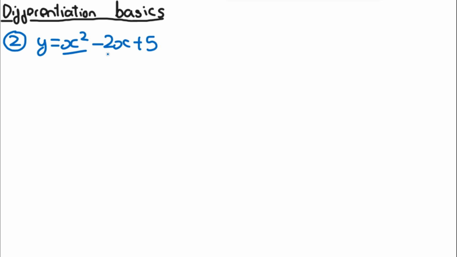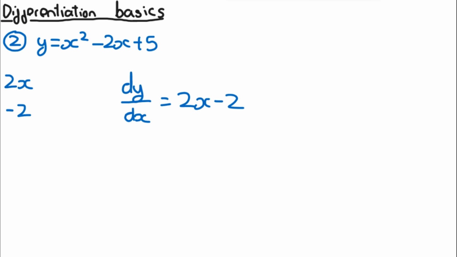Here's another example. Again, just differentiate the terms individually. So x squared is going to be 2x, minus 2x is going to be minus 2. That's a bit of a tip: when it's x to the power of 1, whenever you differentiate it, just the x goes away and it leaves you with the coefficient, so it's just minus 2. And then the constant at the end, remember when you differentiate a constant, it just goes away. So therefore, the whole thing, dy over dx is equal to 2x minus 2.